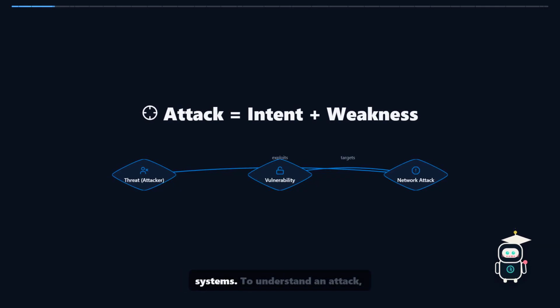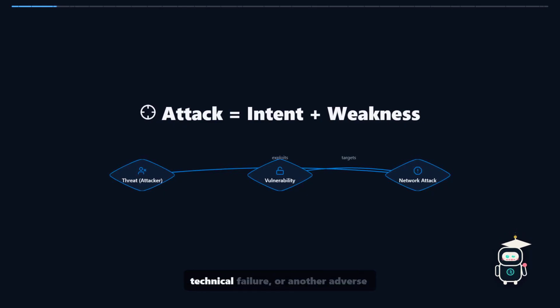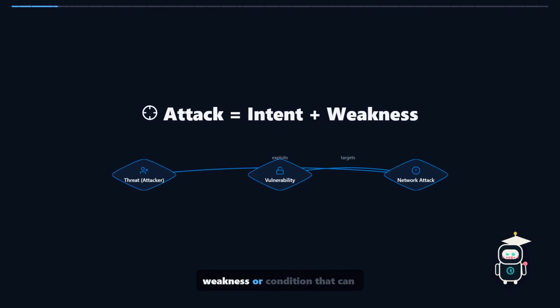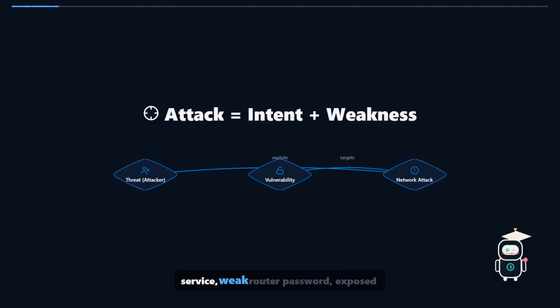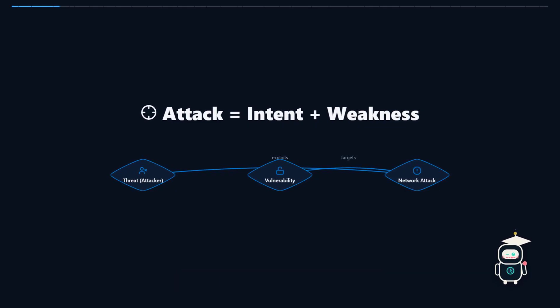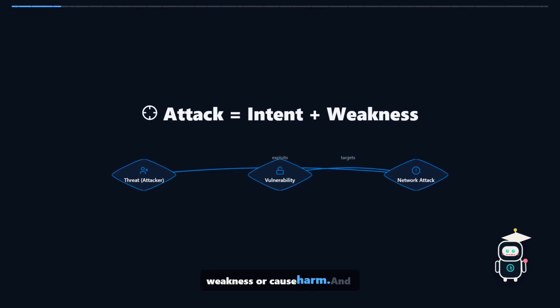through networked systems. To understand an attack, separate 4 ideas. A threat is a potential source of harm. It may be an attacker, a malicious campaign, a technical failure, or another adverse event. A vulnerability is a weakness or condition that can contribute to harm. An unpatched service, weak router password, exposed management interface, or overly broad firewall rule can all be vulnerabilities. An attack is an action intended to exploit a weakness or cause harm.